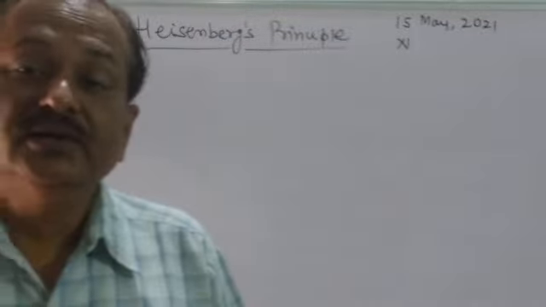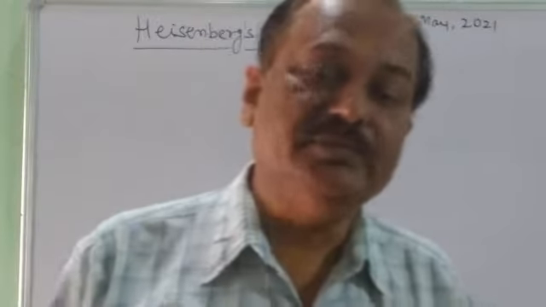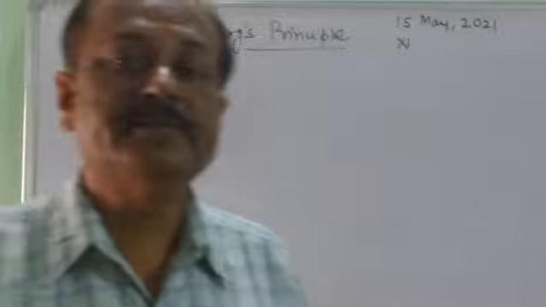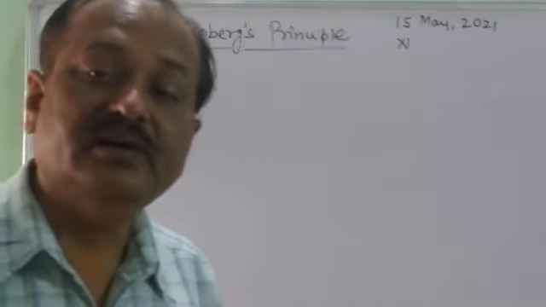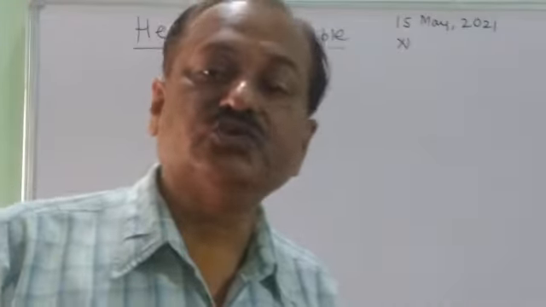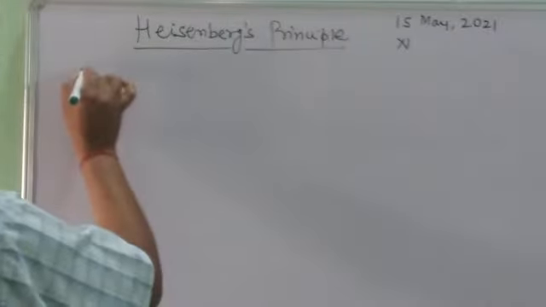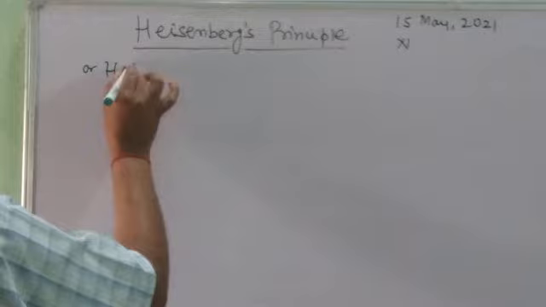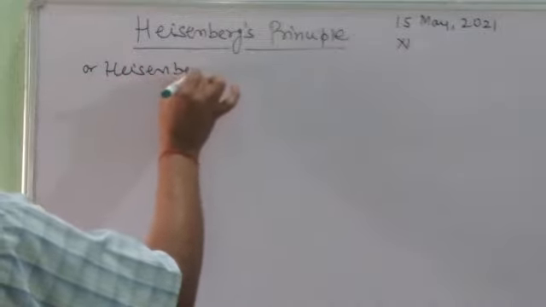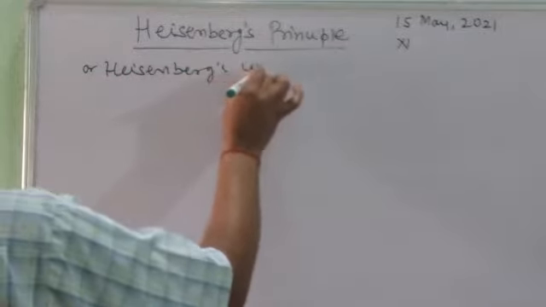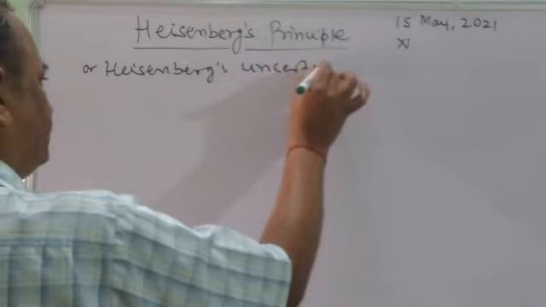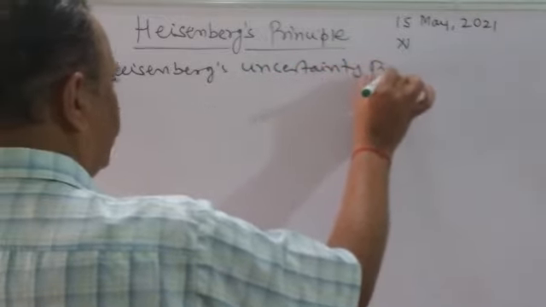Now, dear students, we are in the next very important segment of this chapter, and it is about Heisenberg's uncertainty principle, or simply it is called the Heisenberg principle. It is also called Heisenberg's uncertainty principle.